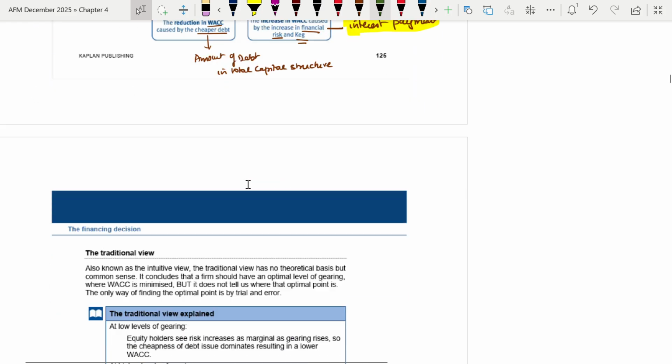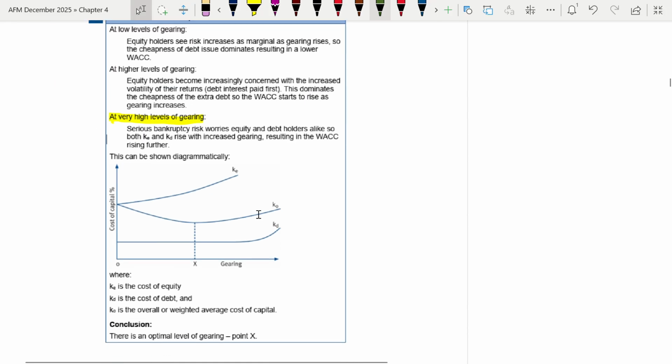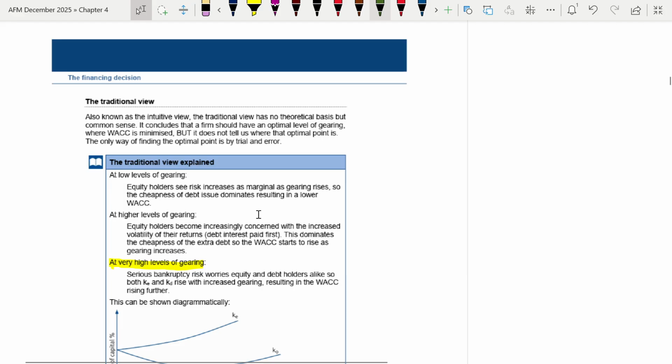You have a traditional view: low level of gearing, high level of gearing, very high level of gearing. See, people are there, you are in the business, you can understand. People will use credit cards. I'm giving a very small example. People will use credit cards, companies will use credit cards. In some cases, they will withdraw cash from credit cards.